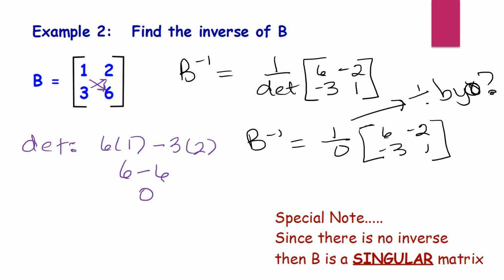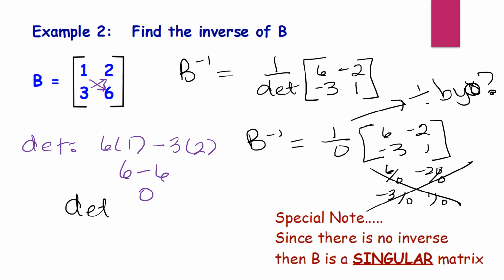Okay, so if you were to distribute through, you would see 6 over 0, negative 2 over 0, negative 3 over 0, and 1 over 0. And that does not work. Okay, if you ever have a determinant equal to 0, then that means there will be no inverse for this particular matrix. It does not work because you can't divide by 0. And in your calculator, it'll give you a note that it is a singular matrix. It doesn't mean you did anything wrong. It just means that there is no inverse for this particular matrix.